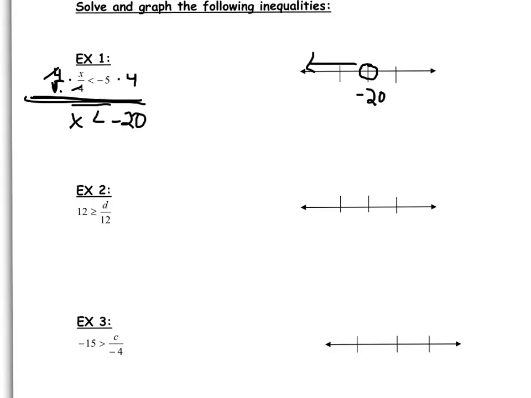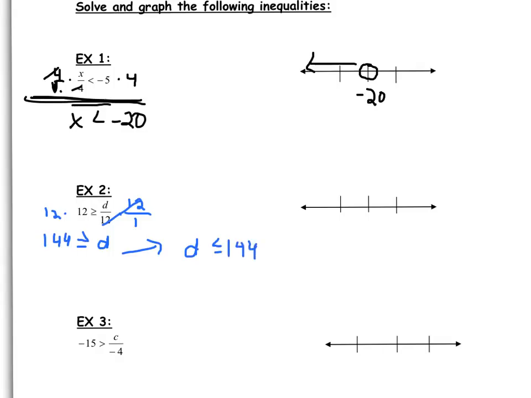Example 2, we have 12 is greater than or equal to d over 12. So we're going to multiply both sides by the denominator so that it cancels. And this cancels out, so I have d is less than or equal to 144. And I can switch this around if you would like, put d on the left. If you put d on the left, that means you have to reverse the sign there.